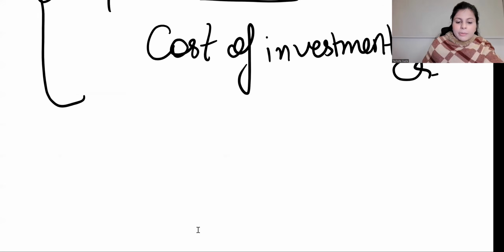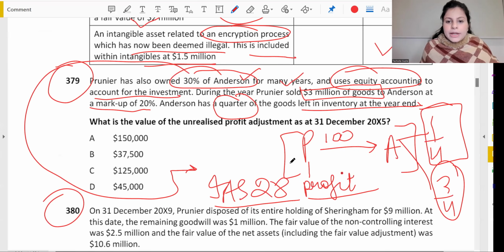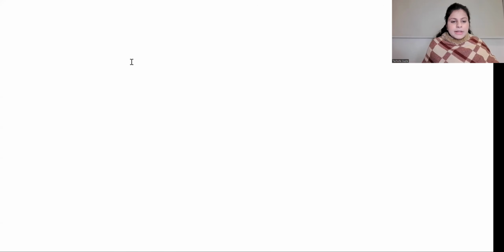Now we need to calculate our PURP. How will we calculate our PURP? What's our intragroup sale amount? Intragroup sale amount is 3,000. What's our markup? It's 20%. Is the markup on cost or on selling price?